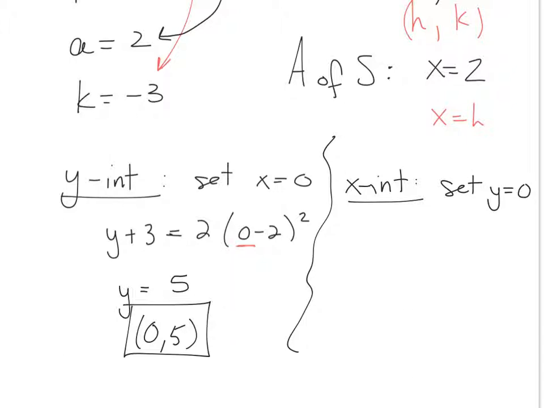And to find the x-intercept, we set y equal to 0. Well, this is really interesting. Watch this. Ready? 0 plus 3 equals 2 times (x minus 2) squared. So again, I take the original function and just plug a 0 in where I see a y, where I had the 0 in earlier for the x because I found the y-intercept with the x back.